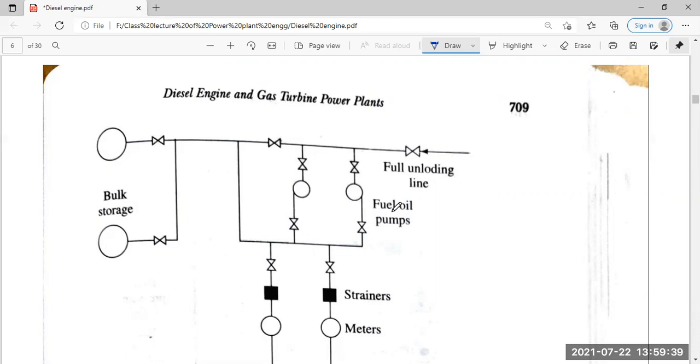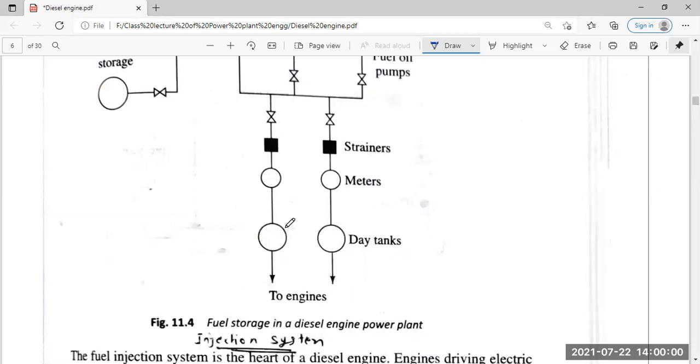This is the fuel oil pump. These pumps are pumping the fuel. And for unloading, you can directly unload it here, without storing it first, and it can start working itself. Then there are strainers, means purifying nets, through which the oil will pass, which will clean the oil totally to prevent any sort of slag formation or anything like that.